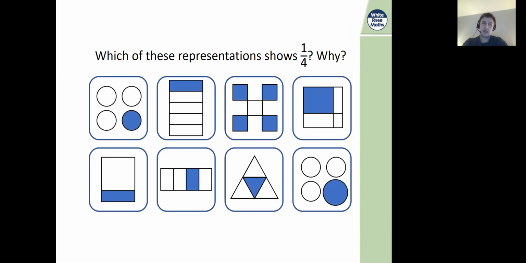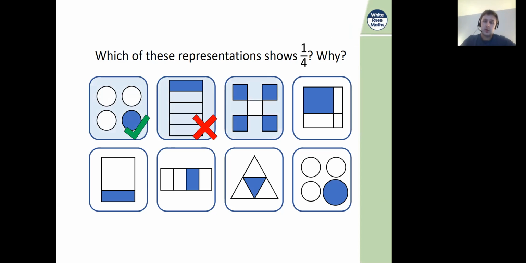So the first one there, does that show 1/4? Well, I've got 4 equal parts and one of them is represented. So yes, that is a quarter. On the second one, how many equal parts have I got? Well, I've got 5. So that can't be quarters, that's going to be fifths.